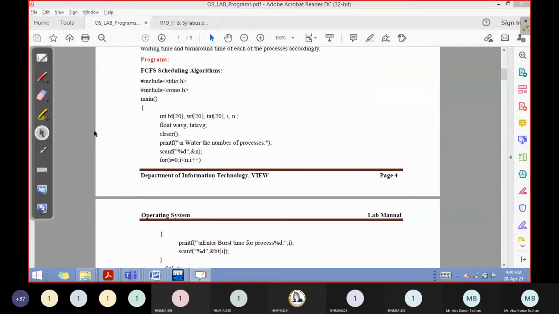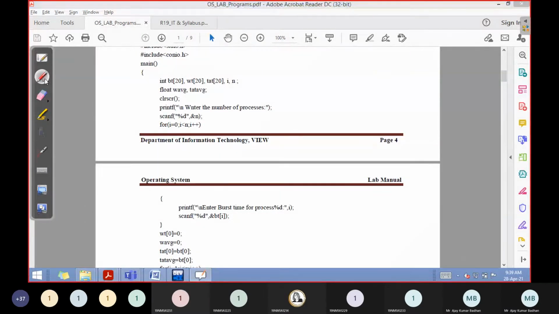Now we will be using some declarations here. So we are going to initialize some int bt. What is the main purpose of this FCFS scheduling algorithm? We want to determine the waiting time of an individual process, then the average waiting time of a process, and in the same way the turnaround time of a process, then the average turnaround time of a particular process. This is what we need to discuss here.